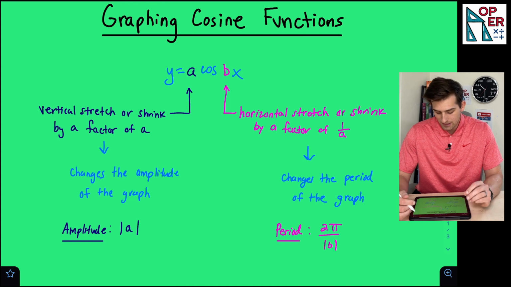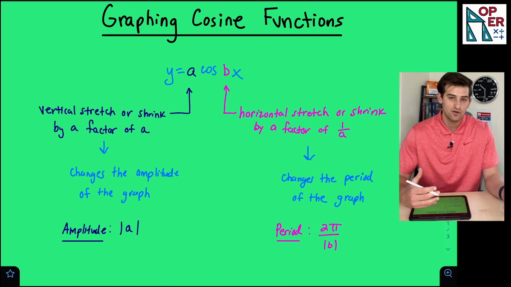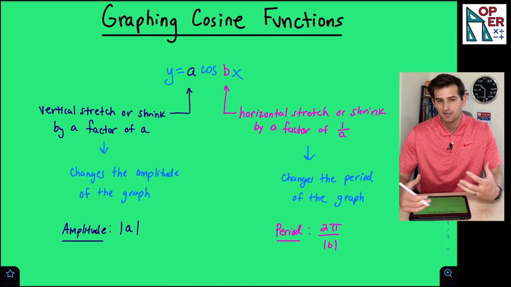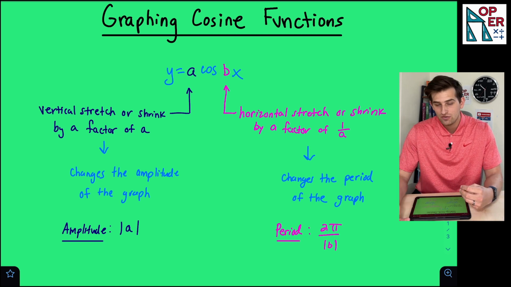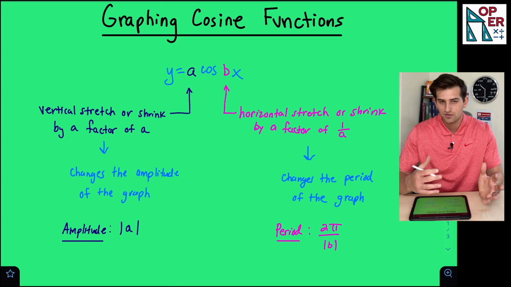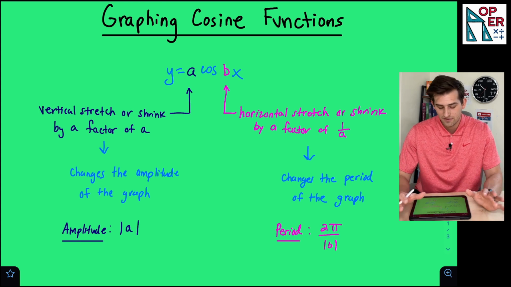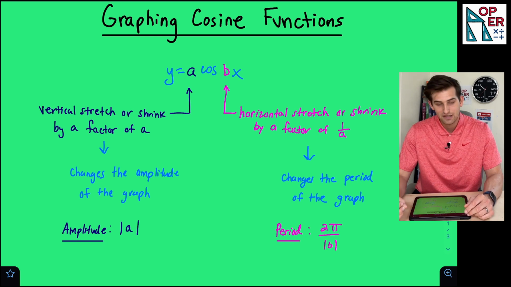Now b is going to change the period of the graph. This is going to represent our horizontal stretch and shrink, and it is 1 over b. So it's kind of opposite of what it looks like, right? If we see a 1/2 there, it's actually a horizontal stretch by a factor of 2. If we saw a 2, then it would actually be a horizontal shrink by a factor of 1/2, right? Very similar to all the transformations we've done for previous functions throughout the course. So our period, how we're going to find it, is 2 pi divided by the absolute value of b, okay?